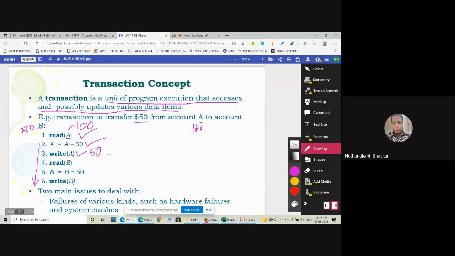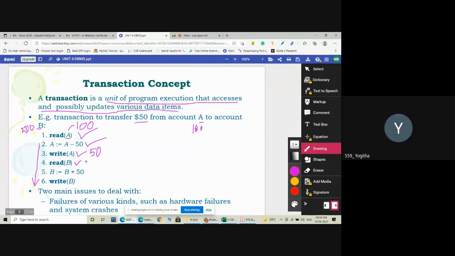50, yes. Now you want to transfer this $50 that you deducted from here to B's account. Before entering that account, you need to read account B, because I don't know whether B exists or not, or whether it is inactive, which is also a problem. That's why you need to read account B. Are you clear? Before entering any account, you must read that account. Clear?